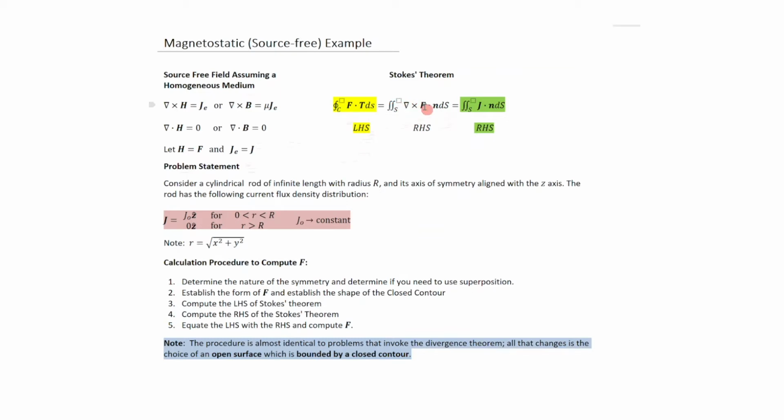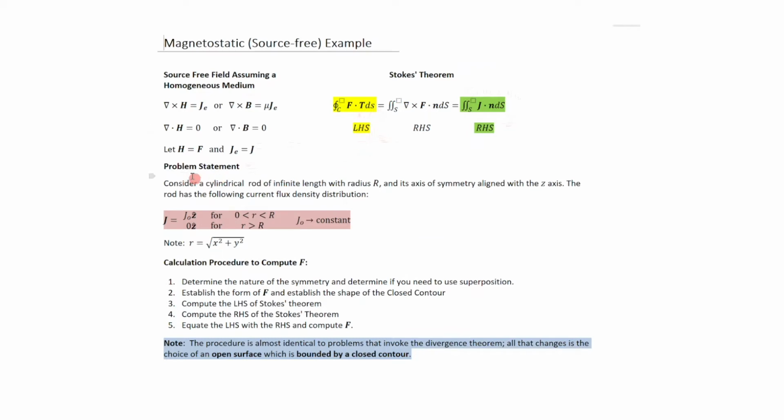Now, the curl in this case is equal to J, so we can just replace it by J. Given that J is given, the right-hand side is the part where we do the real calculations. On the left-hand side, we're hoping to somehow extract F out so that we can compute the value of F. Symmetry will allow us to do that.